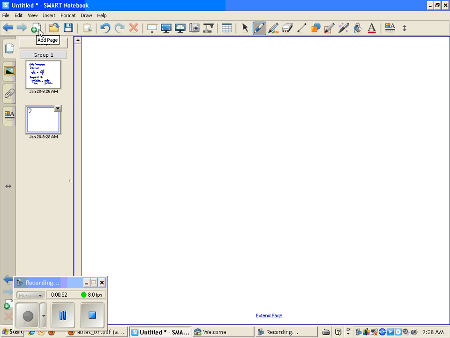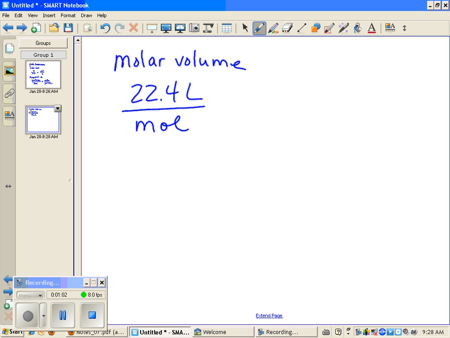will be what we call molar volume. Now, this is a new one. We've not talked about this in class before. Molar volume is 22.4 liters per mole, or mole over 22.4 liters. Now, this has to be at standard temperature and pressure. Okay? So here's the first thing we're going to do.